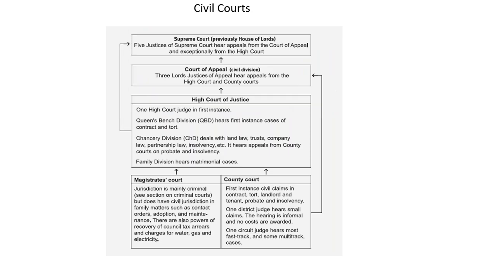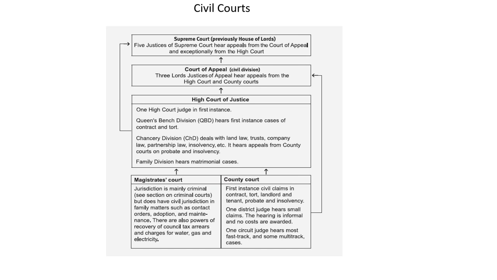Coming back to the civil courts, the claims from magistrate court and county court in civil courts go to the High Court of Justice. As you can see in the diagram as well, the county court claims can also be sent to the Court of Appeal. Talking about the High Court of Justice, there's only one High Court judge who hears the claims at first instance, where the case is first heard.